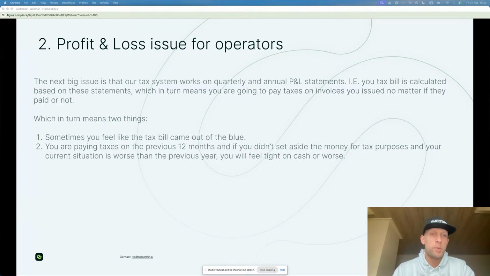And the other thing is you're paying taxes on the previous 12 months usually, if we're talking about profit tax or corporate tax. And if you didn't budget that in, or if you didn't keep part of your profit aside for that payment, and your business is doing worse than it was doing last year, you might be in a problem, right? So just keep that in mind.